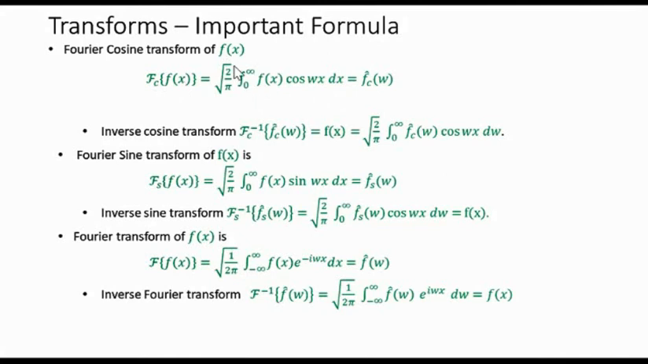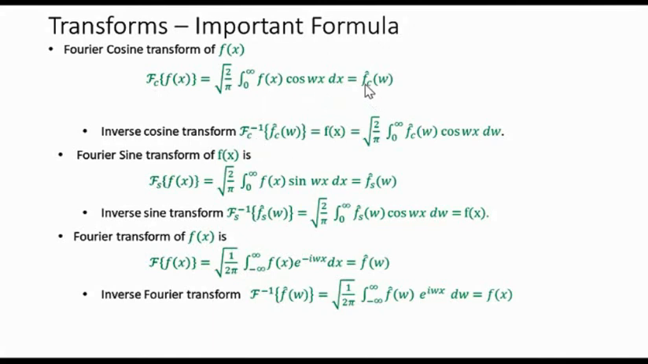For a function f of x, the Fourier cosine transform is defined as root of 2 by pi integral 0 to infinity f of x cos omega x dx. And note that it's very similar to the formula of A omega, with a difference of a constant here. So it is root of 2 by pi. That's the only difference. So this is how we define the Fourier cosine transform.